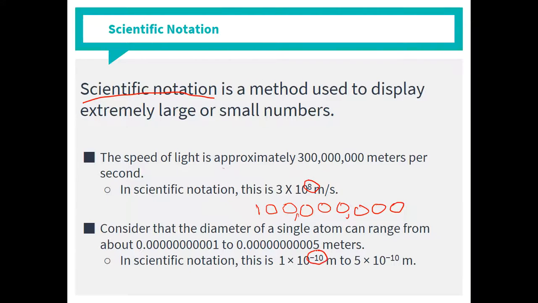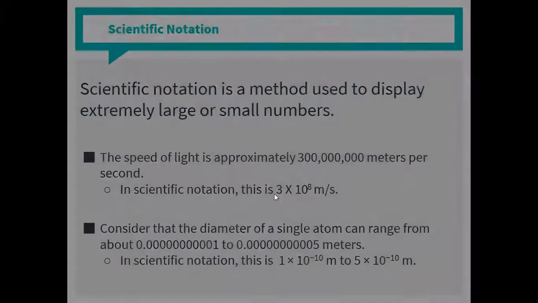Negative exponents are used to represent numbers that are smaller than 1, like 0.00000000001. That's a small number. But that can be written as 1 times 10 to the negative 10, which helps us. That's the next lesson. We're only going to worry right now about positive exponents, which is a number greater than 1.